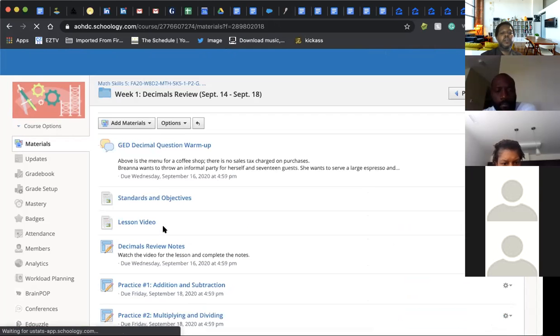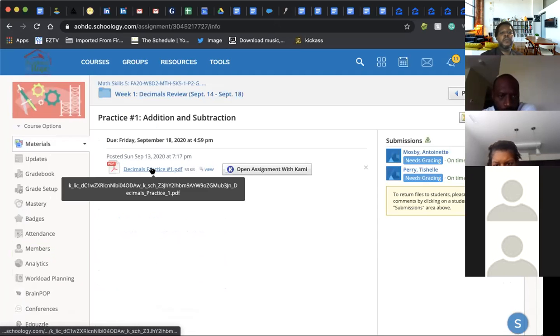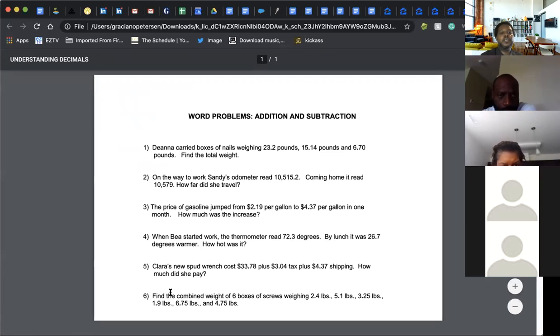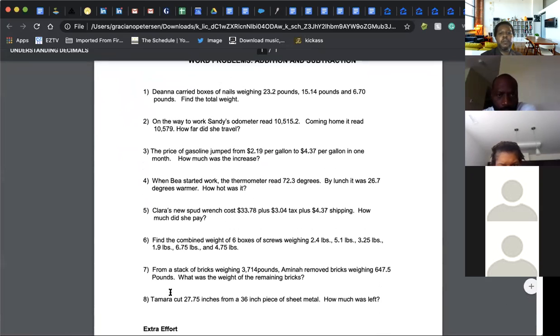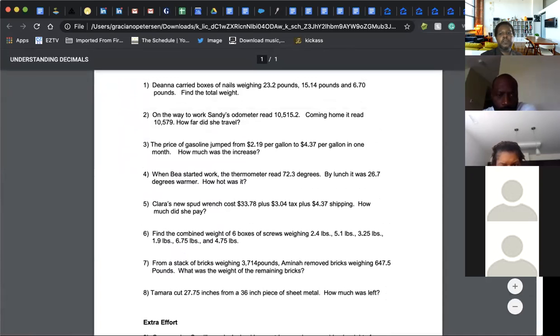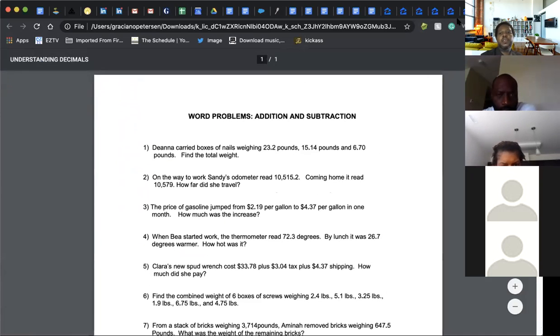So don't forget the work that's due for today, of course, are your notes. Make sure you just upload a copy of your notes. So you have these 2 practices as well with decimals. The first practice is on addition and subtraction. I just want to make sure you guys see that. These are word problems with addition and subtraction of decimals, okay? That's the first assignment. It's just 9 questions, not a lot.